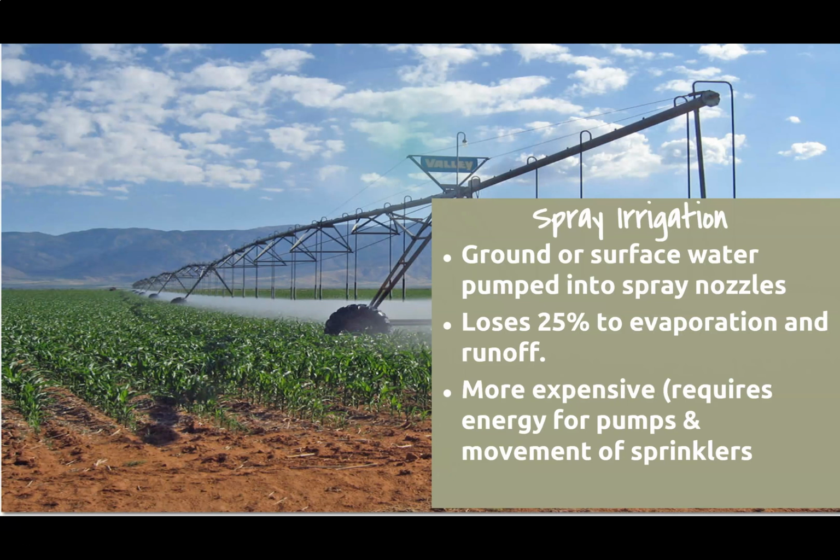And the final type is what those pictures of those circles were: spray irrigation. There are large arms or wheeled pump things like this picture here. The water is sprayed out of nozzles directly onto the ground and loses about 25% to evaporation and runoff. It is expensive because there are pumps required to move the water and actually to move these wheels. But a lot of water comes out very, very quickly, and it can cover a large amount of area. So farmers will use a mix of these types depending on the crop and the climate.